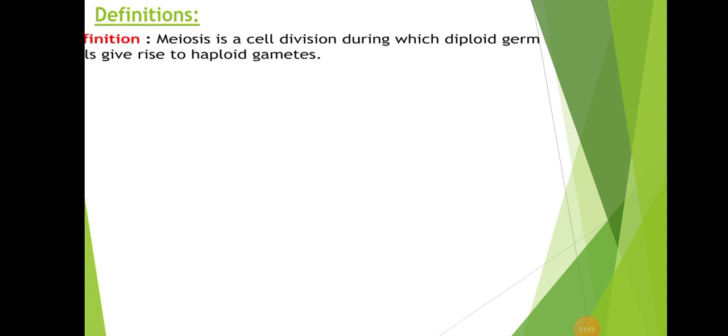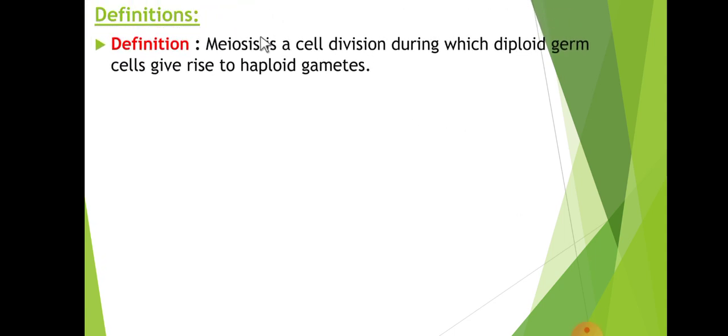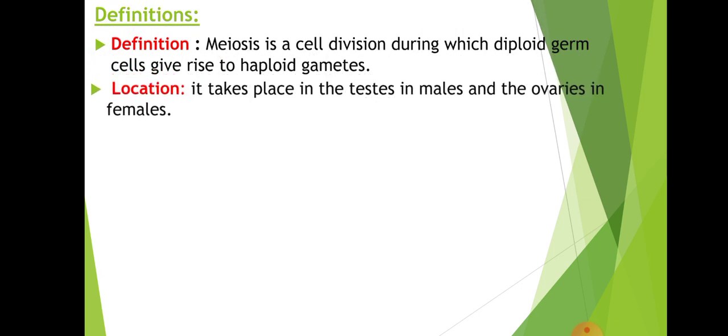Now, what do you mean by meiosis? Meiosis is a cell division during which a diploid germ cell gives rise to a haploid gamete, starting with a cell containing 46 chromosomes, ending up with a cell containing 23 chromosomes. The cell that contains 23 chromosomes is called a gamete, a haploid gamete.